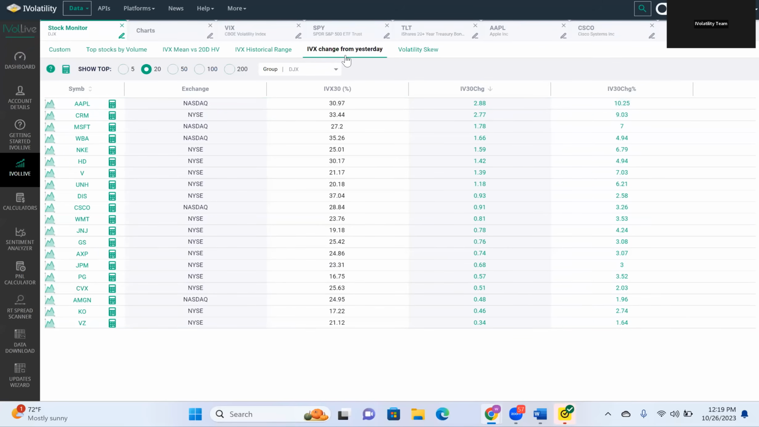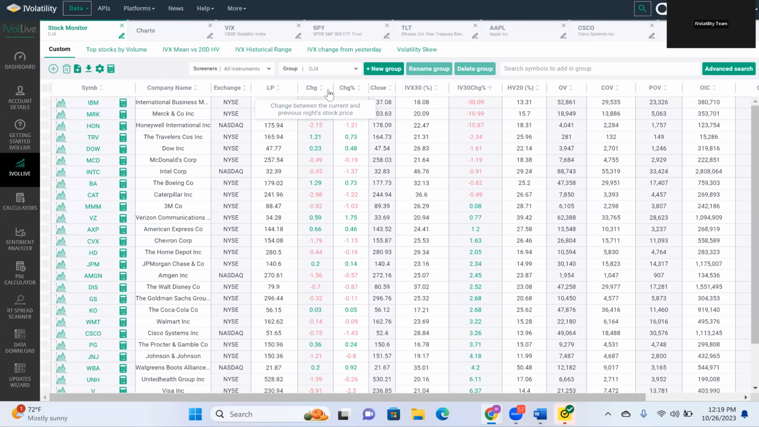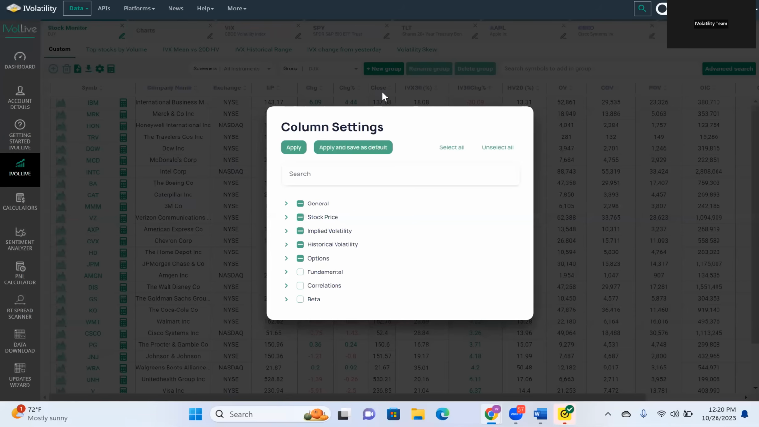So those are all preset for you. You don't have to do a thing. All you have to do is figure out which group you want to look at, and then go to the tab and then scan. Back here on the custom tab is where you have a lot of flexibility, because we have our preset screens, and then we have the column settings where you can decide what you want to have displayed.